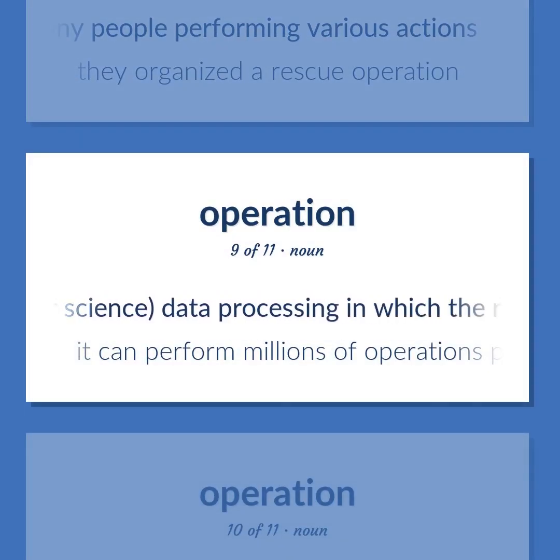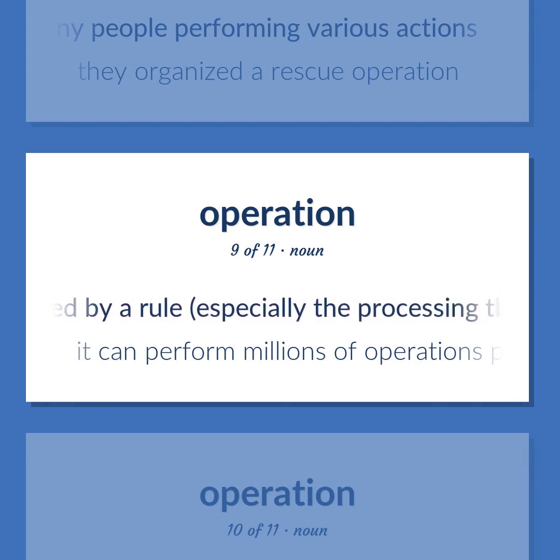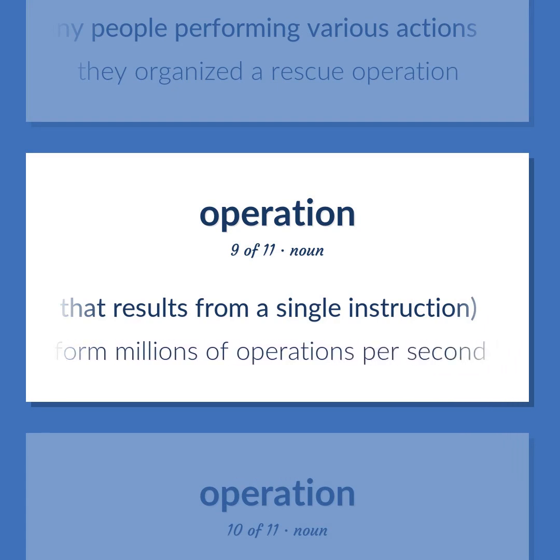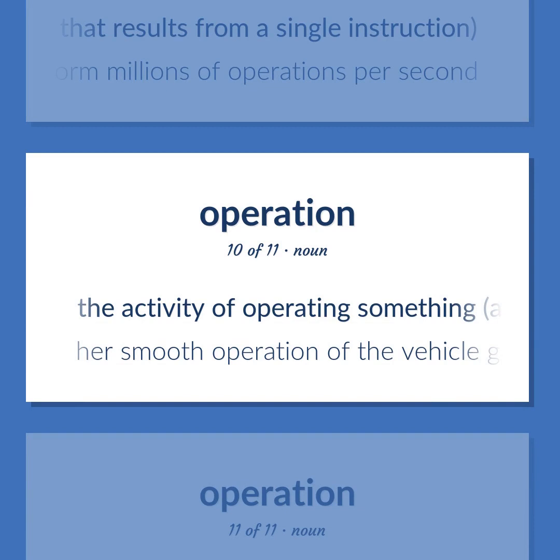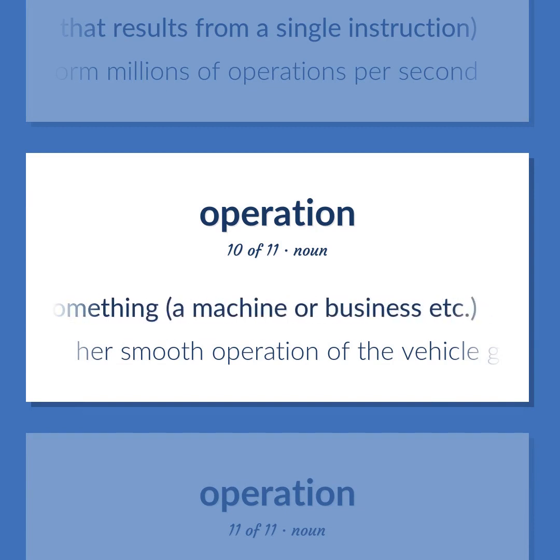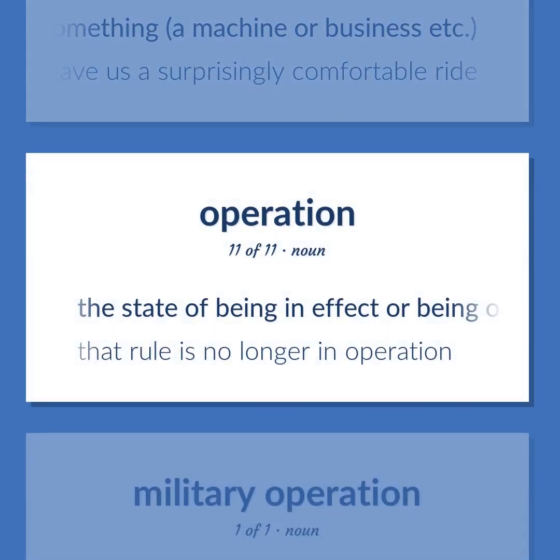Computer science, data processing in which the result is completely specified by a rule, especially the processing that results from a single instruction. It can perform millions of operations per second. The activity of operating something, a machine or business, etc. Her smooth operation of the vehicle gave us a surprisingly comfortable ride. The state of being in effect or being operative. That rule is no longer in operation.